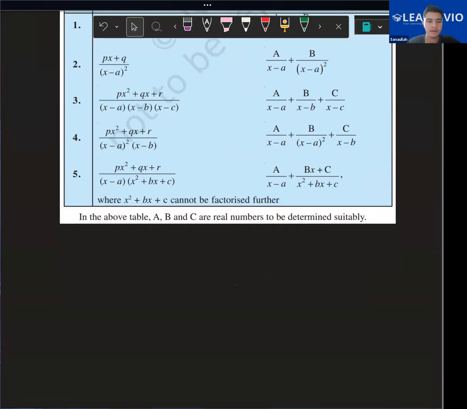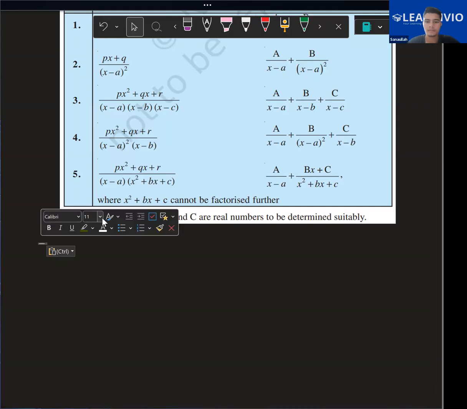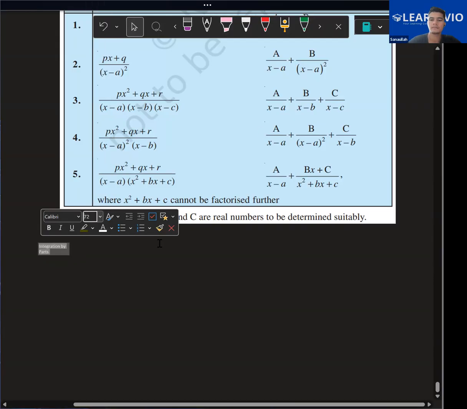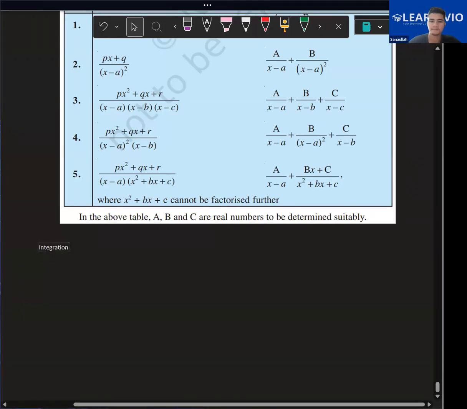Okay, now let's move to integration by parts. The third one is integration by parts.